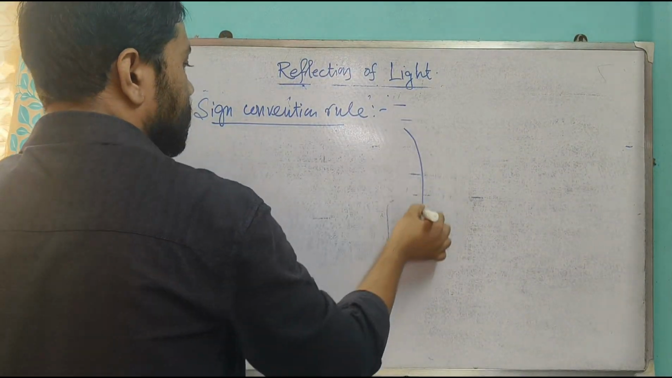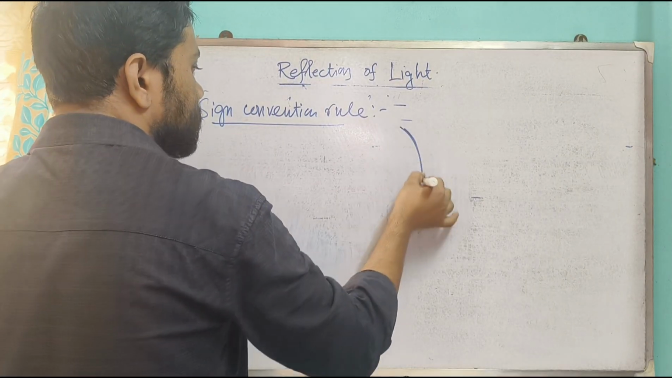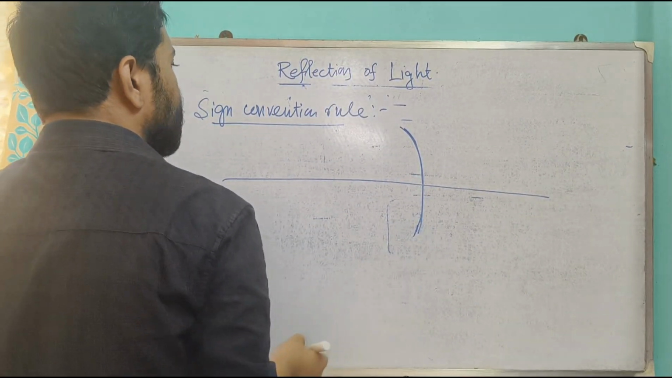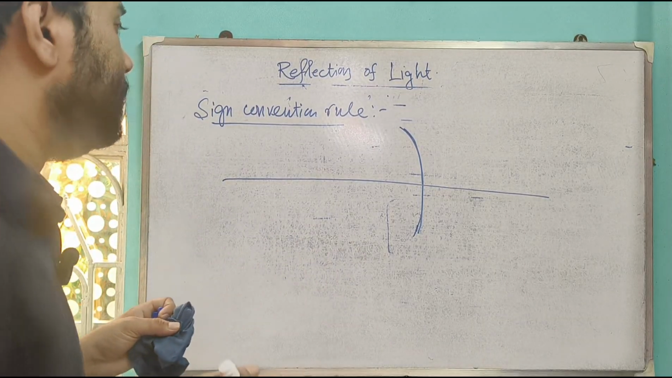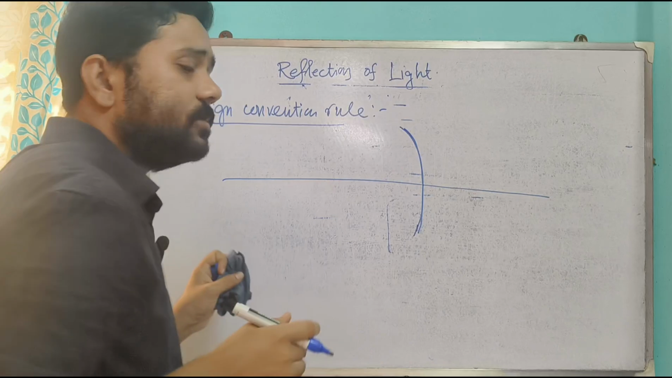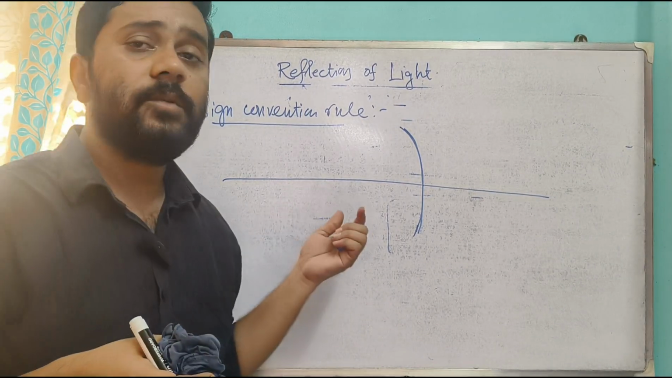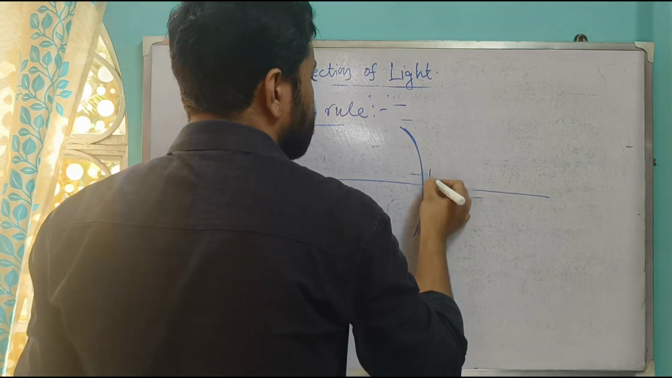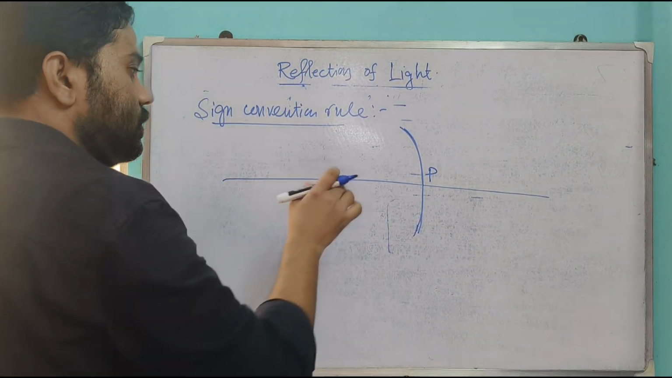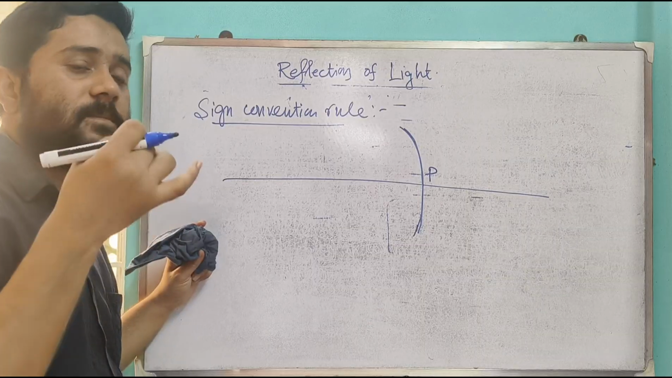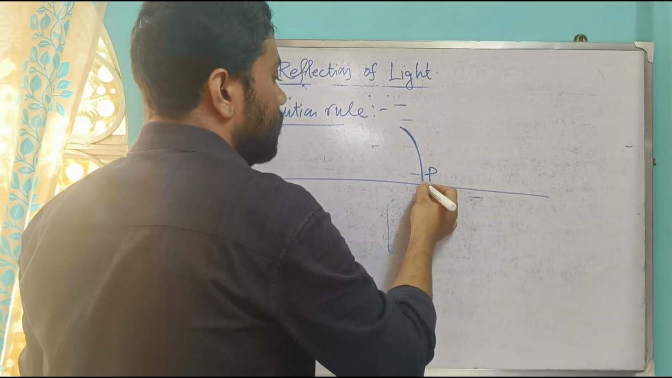Suppose I am taking a concave mirror, and this sign convention rule is applicable for both spherical mirrors, or maybe the plane mirror. So here I am taking a concave mirror as an example. The first question arises: from which point do we measure all the distances? The first thing is that we have to measure all the distances from the pole of the mirror. Any distance, maybe object distance, maybe image distance, we always measure from the pole.